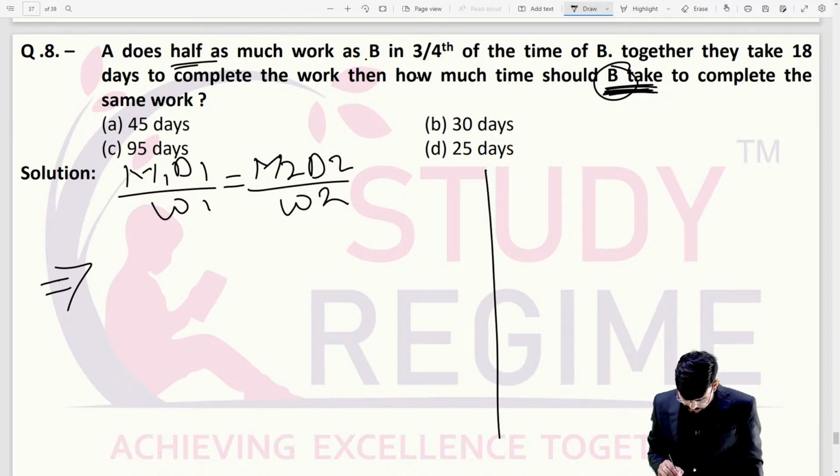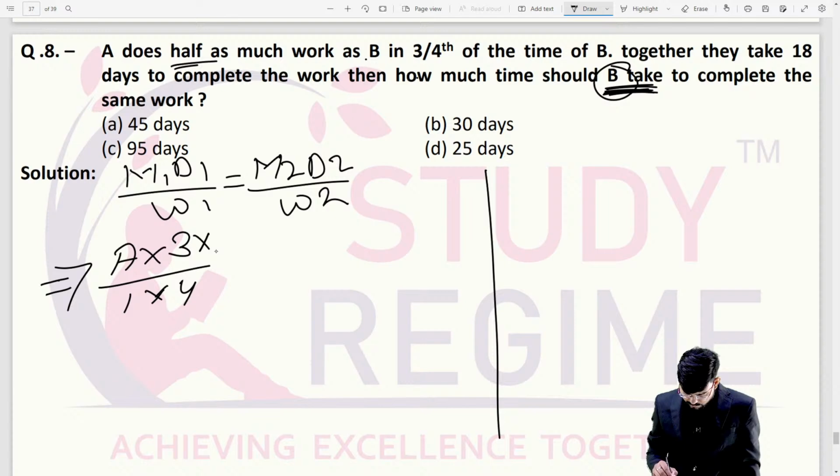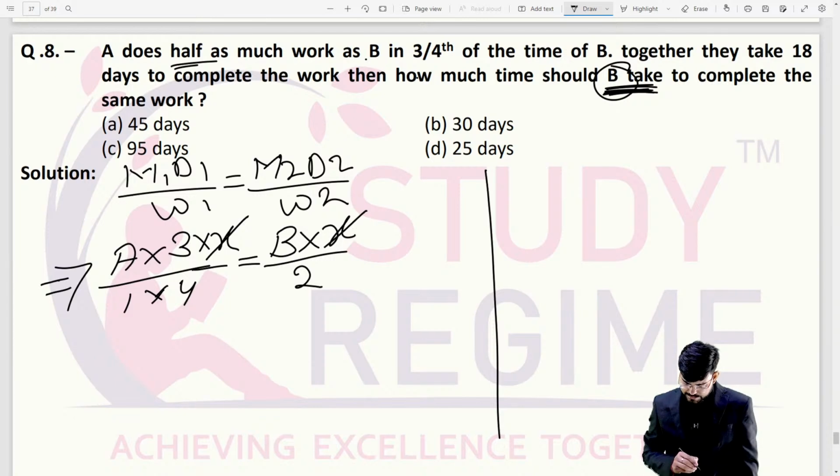Just first we need to find the ratio of the efficiency. Suppose we are talking about A. A is taking 3/4 of the time, so 4 will come in the denominator, and work is 1, multiplied with x if he is taking that time. Suppose here it is B and he is taking x hours or x days. Now the work will be 2. This x and x cancel out.